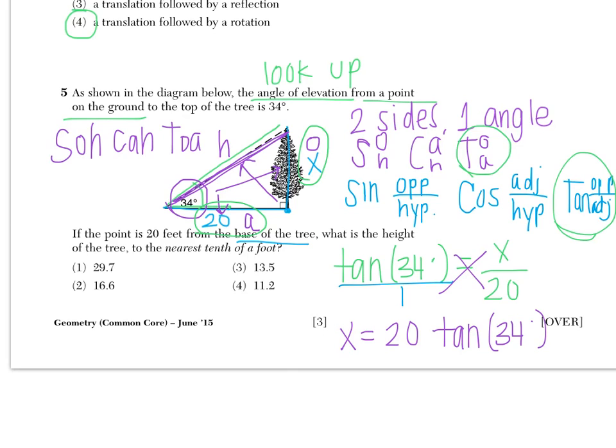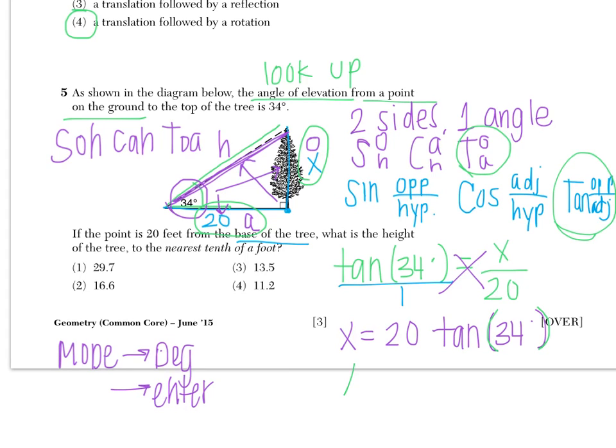If you're using an old TI 83 or 84 calculator, you need to make sure that your calculator is in degree mode by hitting mode and then go down to where you see degrees, then hit enter. If you're using a TI Inspire, these are already in degree mode, so you don't have to worry about doing that. So now all you need to do is type this into your calculator. 20 times tangent of 34 degrees. Make sure that the 34 is in parentheses, otherwise you're going to get the wrong answer.